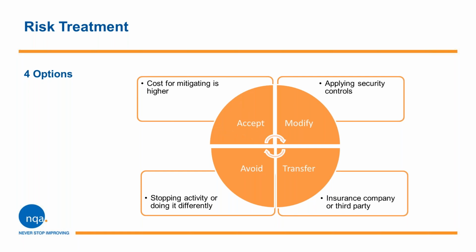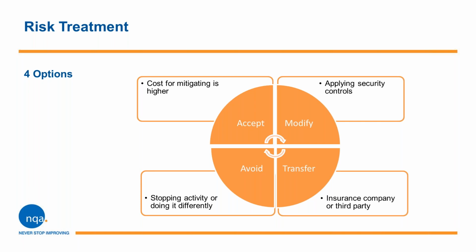Now, modify, this means to apply security controls, which can be taken from Annex A of 27001, which we'll talk about in a sec. These will help decrease the risk. We can transfer the risk to another party, such as an insurance company by buying an insurance policy for something, for example, or by outsourcing the risk to an IT company. We can avoid the risk by stopping an activity that is too risky or by doing it in a completely different fashion. And we can accept the risk.